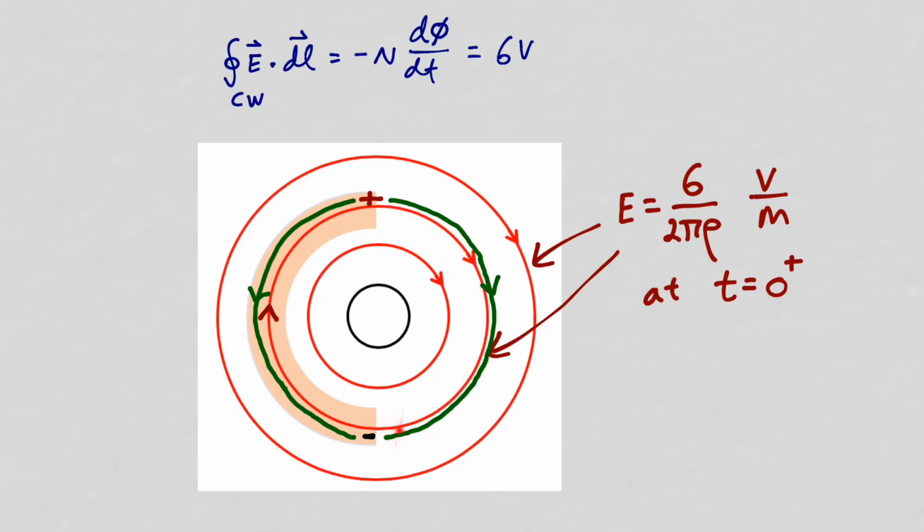Outside the conductor, the electric field from the charges will add to the electric field from the changing magnetic flux, so that the integral of E dot dl through a closed path that goes through the conductor will still sum to your electromotive force of 6 volts coming from your solenoid.